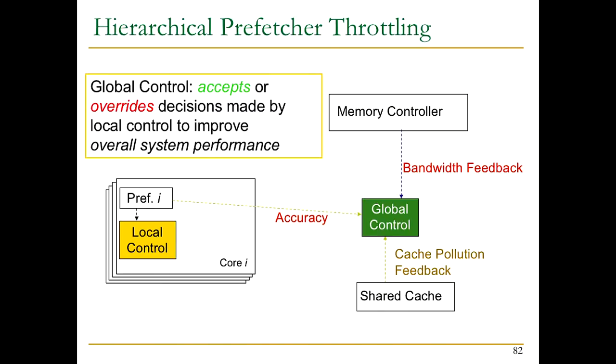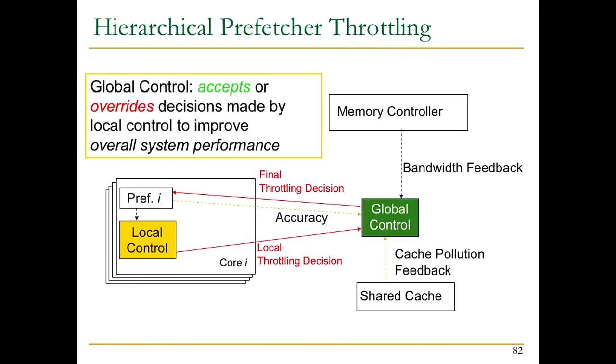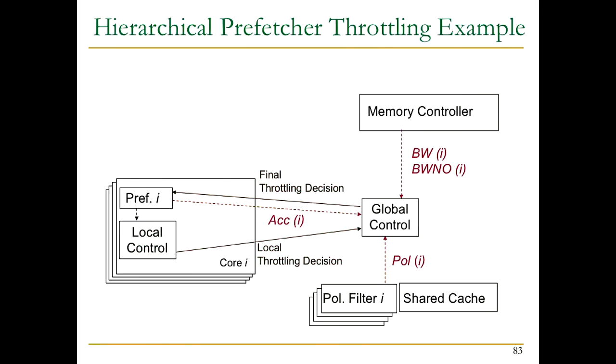And how you do it depends on what your system looks like, of course. But global control either accepts or overrides the decisions made by local control to improve overall system performance. Right? So a local throttling decision gets either overridden or accepted. You can make a final throttling decision. So what do you need to take into account over here? Clearly, these prefetchers' local metrics, accuracy may not be the only one. But clearly, you need to take into account pollution, like which prefetcher is causing pollution to others.